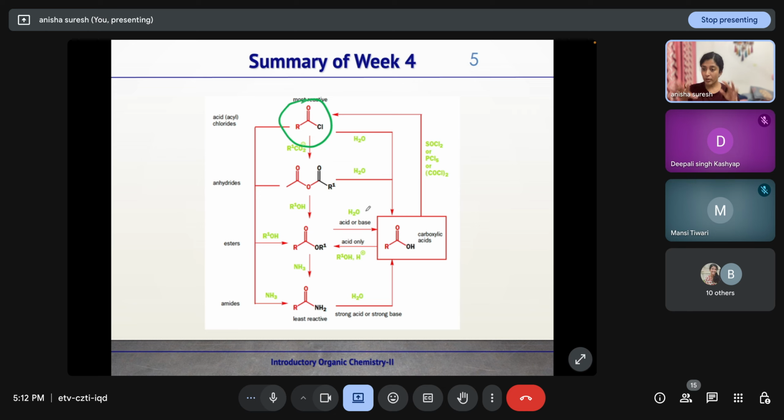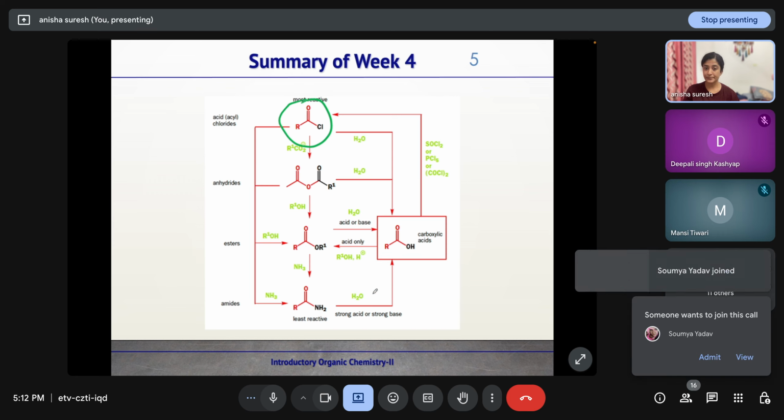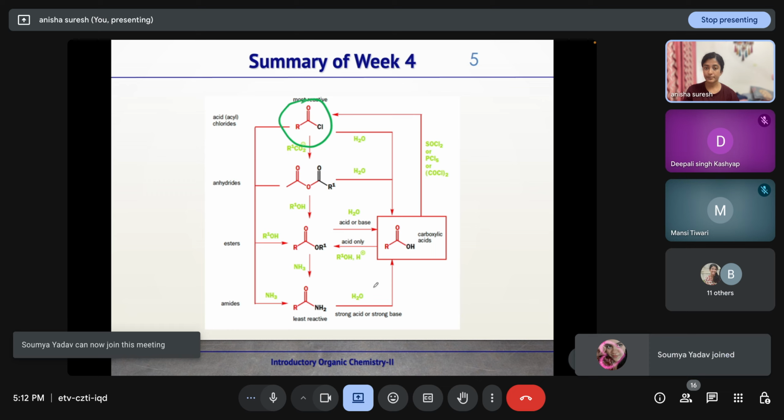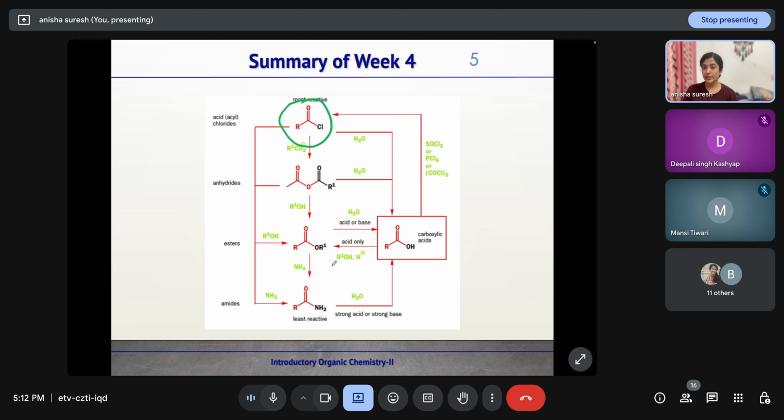Similarly, all of these are interconvertible. The acid chloride is the most reactive among carboxylic acid derivatives, and the amide is the least reactive. For converting an amide into carboxylic acid, we need the presence of a strong acid or a strong base. Is the reactivity trend we have discussed clear? Based on that trend only, this reactivity is happening.